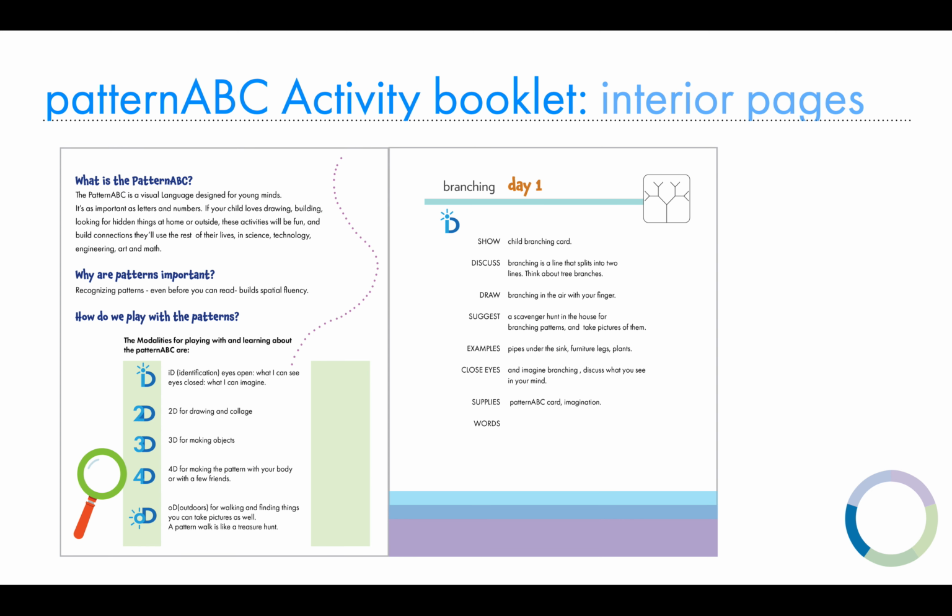The inside front cover of each category booklet will have a brief explanation defining the pattern ABC, covering the what, why, and how. The modalities are explained in this section as well. The color palette of blue, green, teal, and purple with some orange as well continue throughout each booklet.